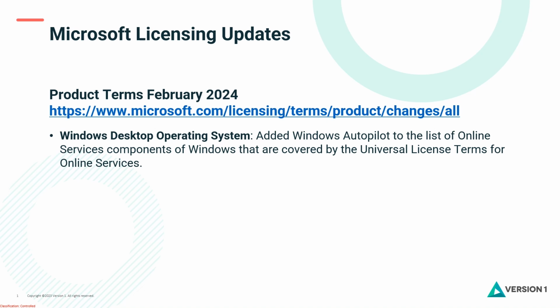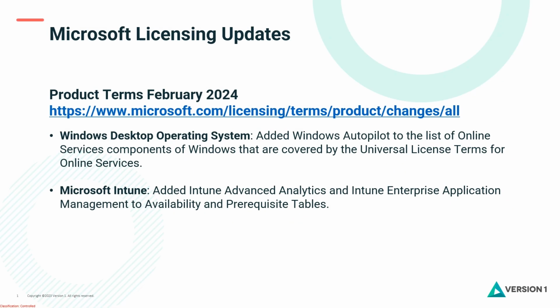Yeah, there's a couple. The first one is Windows Desktop Operating System. They've added Windows Autopilot to the list of online service components that is covered by the Universal License Terms for Online Services. I don't know why it wasn't included before, but Autopilot's been around for a number of years and is often overlooked. It's basically a suite of tools that admins can use to pre-configure and deploy devices for users, more predominantly when they're remotely located. So Autopilot's been brought into the overall Windows Desktop Operating System terms.